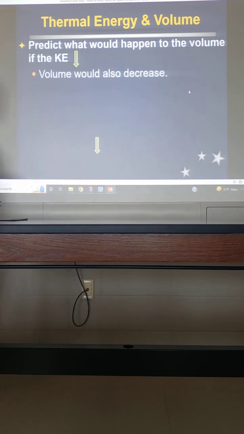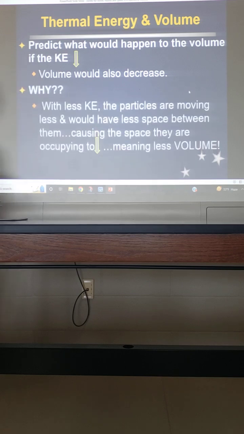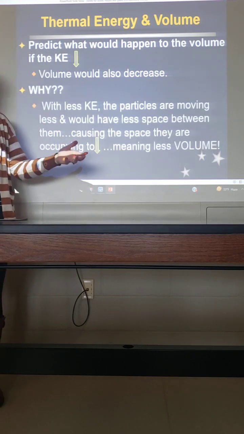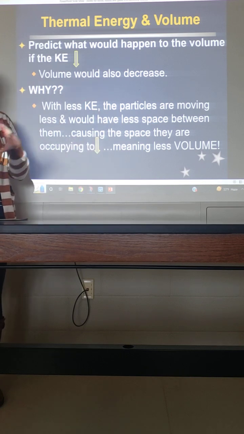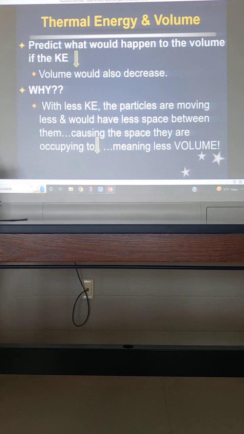Volume would also decrease. Logically makes sense. And again, if the volume increased because the space increased between the molecules, it makes sense that if the space goes down between the molecules, that's what would cause the volume to decrease. And it does. The particles are moving less and less, which is kinetic energy going down, meaning you have less space between them. And that less space that they're occupying means that there's less volume.